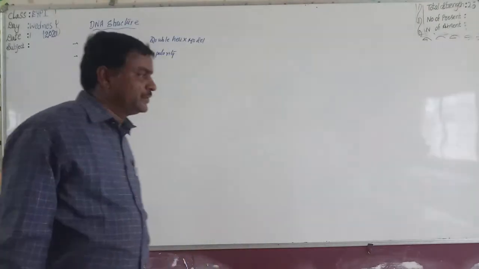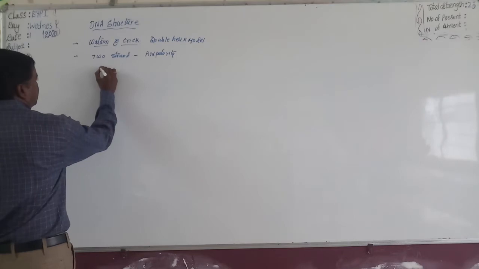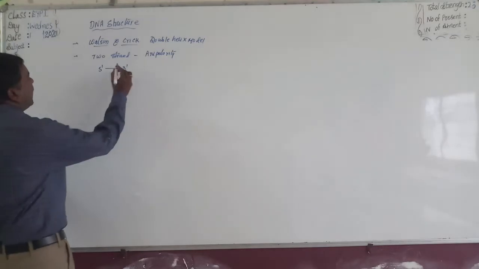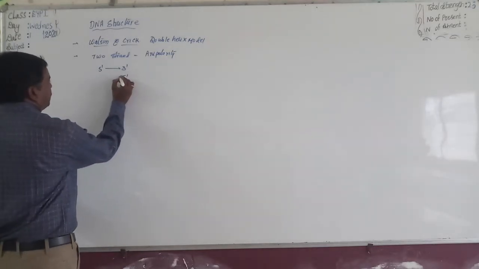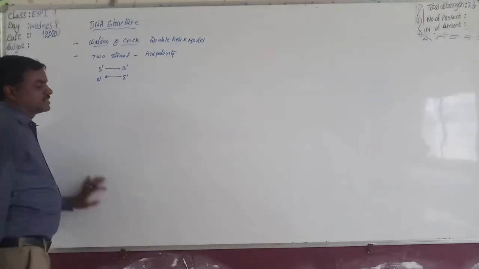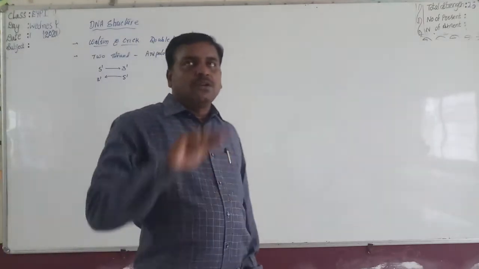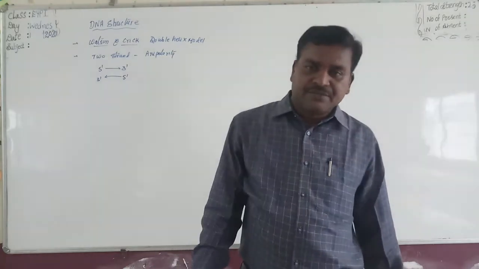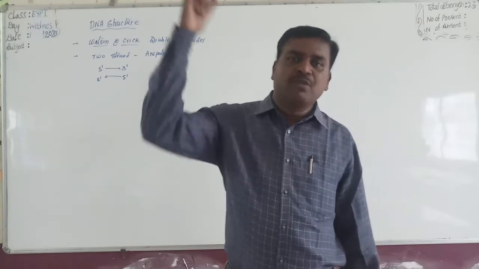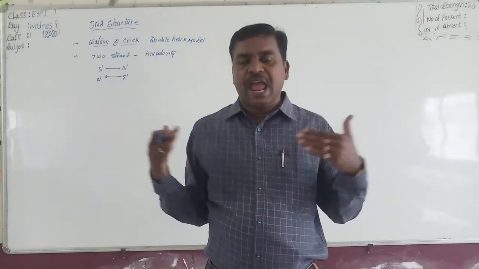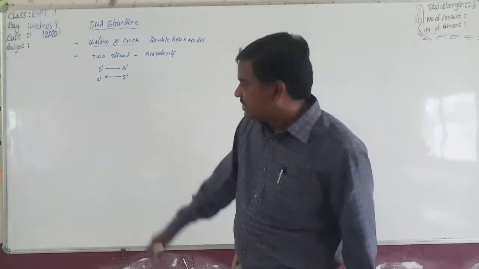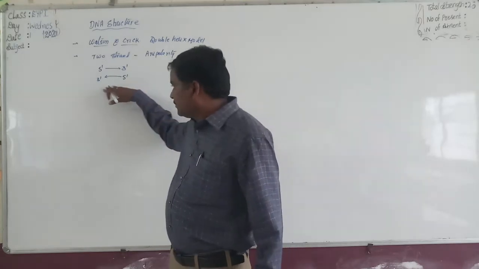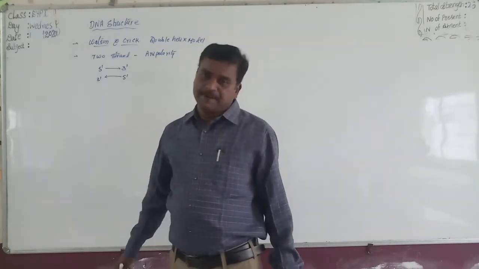What is anti-parallel to each other? One strand is 5' to 3', and the other strand is 5' to 3' in the reverse direction. So one strand is 5' to 3' in the downward position, the other is 5' to 3' in the upward position. Both strands are anti-parallel to each other.